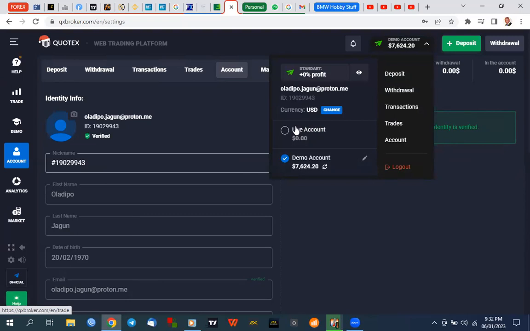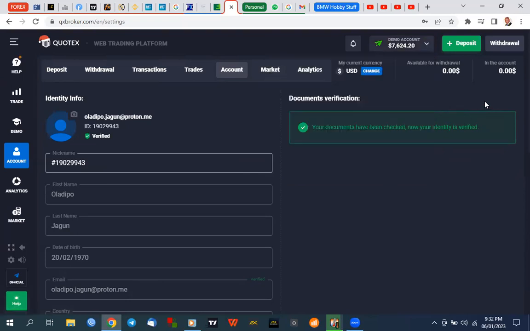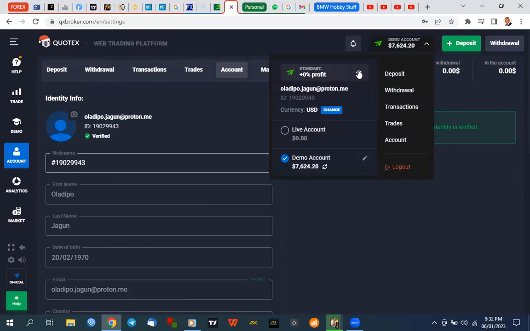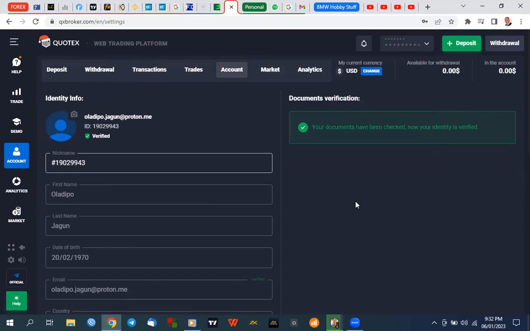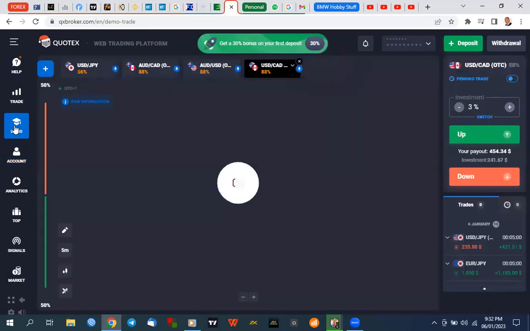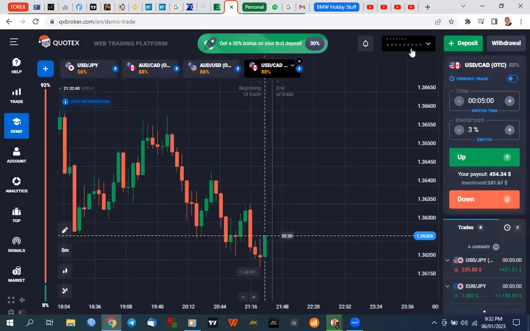Now, in case you happen to be trading where there are people around you and you really don't want them to see your balance, there's something you can do. You can hide the figures. When you hide the figures, nobody is able to see what the transaction is, what your figures are.